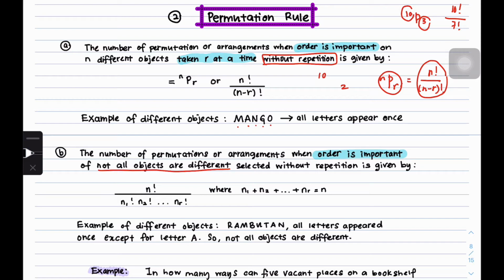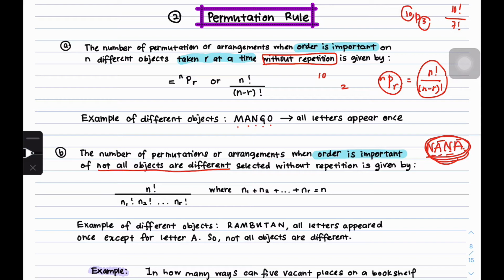Contohnya perkataan Nana. Dalam ni, kat sini ada 2N dan 2A. Maksudnya this one is not all object are different. Ada objek yang sama. Okay. So maksudnya dia ada repetition. Selected without repetition, tapi dalam ni ada repetition berlaku. We want to select without repetition, tapi dalam ni ada repetition yang berlaku.